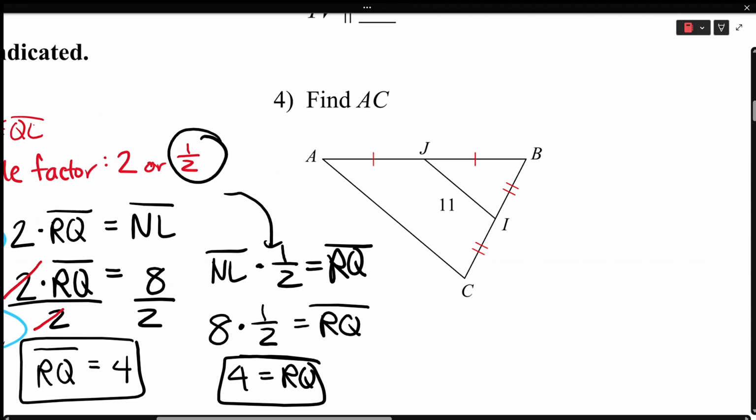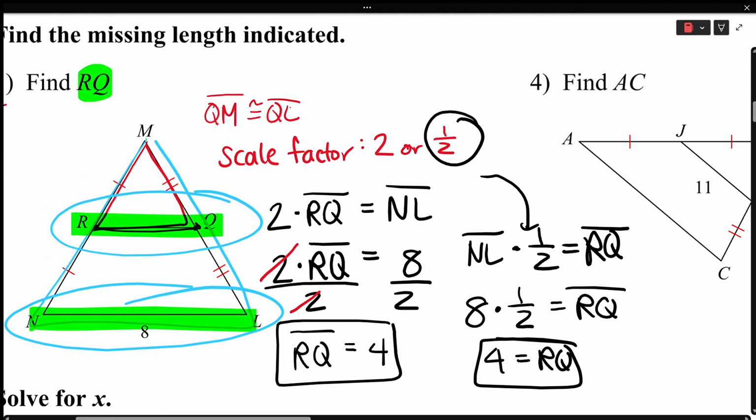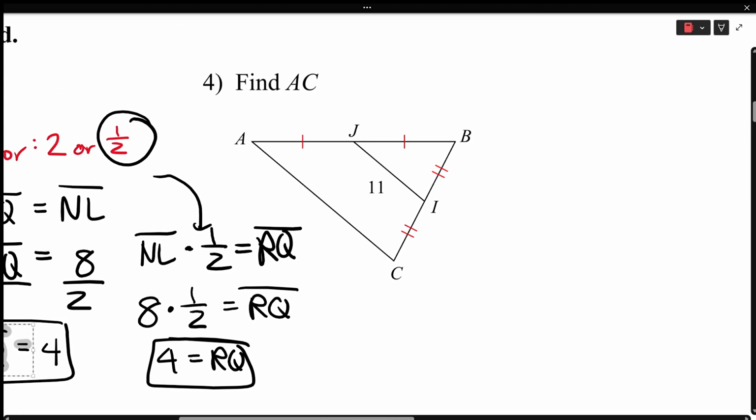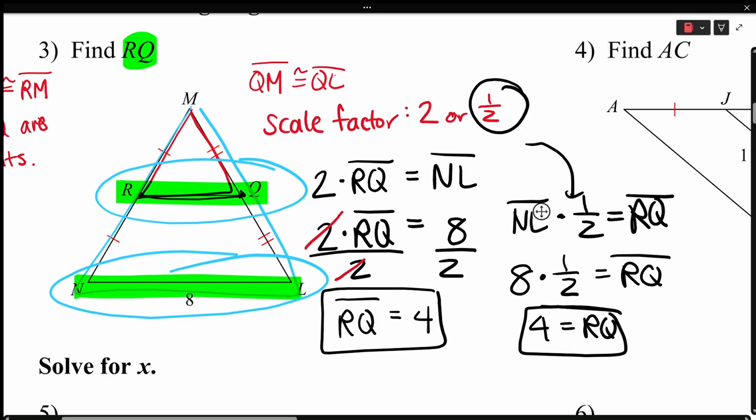So try out number 4. Set up your equation however you want. You can use the left side this way or this way. You should be able to try that out on your own.